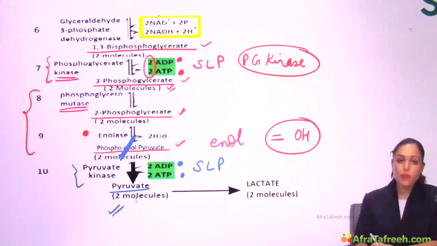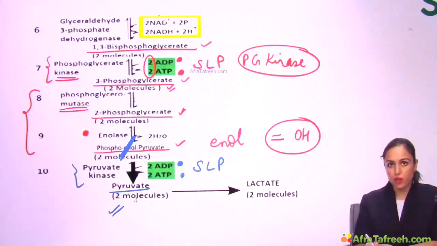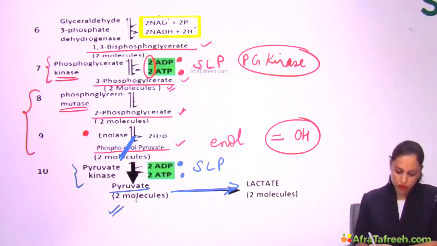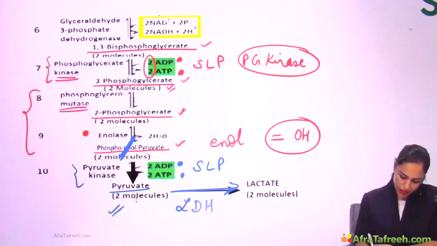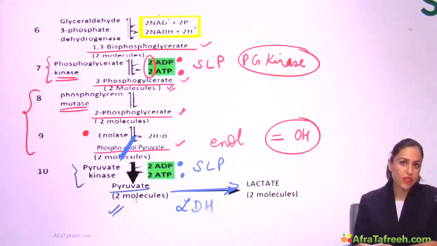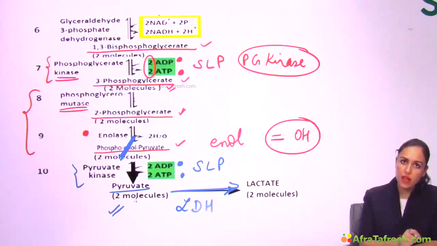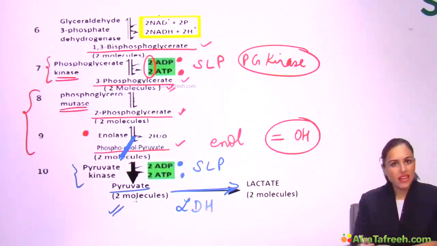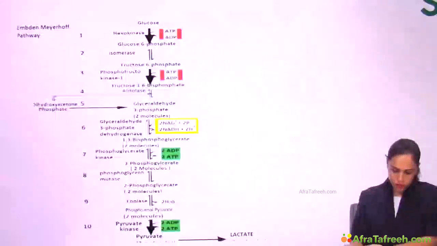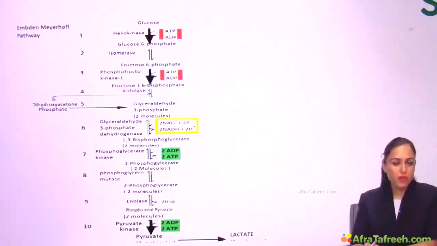Now pyruvate is the end product of aerobic glycolysis, but lactate is formed in case of anaerobic glycolysis, and here the enzyme is lactate dehydrogenase, short form LDH. Can you tell me where is pyruvate dehydrogenase? Pyruvate dehydrogenase is in link reaction, right? But this lactate dehydrogenase is in anaerobic glycolysis. So we are done with the pathway and all the 10 to 11 enzymes.